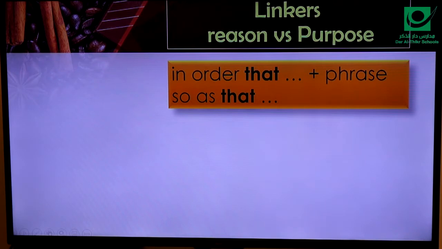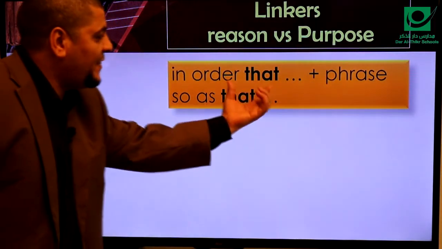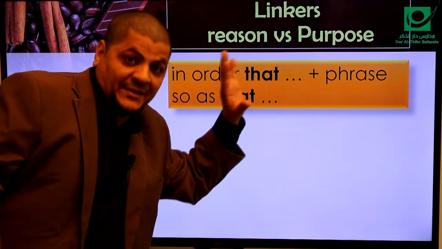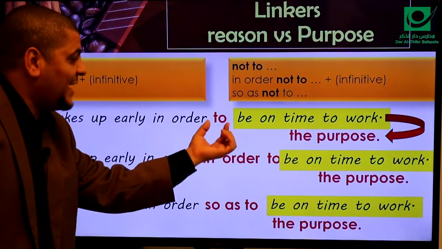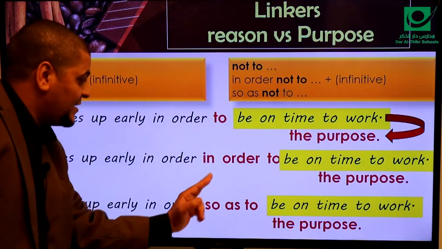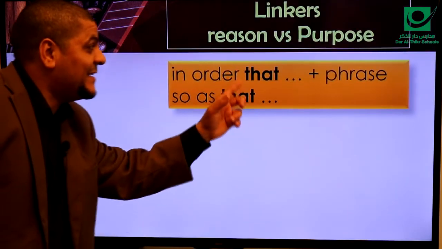Now, in order that, so as that, we don't have to here. What is this? Is it different? No, it also gives the purpose, but it's just the sentence here that is different. Here we have a phrase. You need to have a subject and a verb and so on. But if you go to the last one here, you just have the to followed by the infinitive. In order to followed by the infinitive be, and so as to followed by the infinitive. But this one is followed by that.